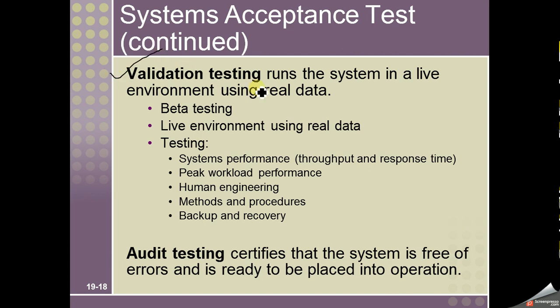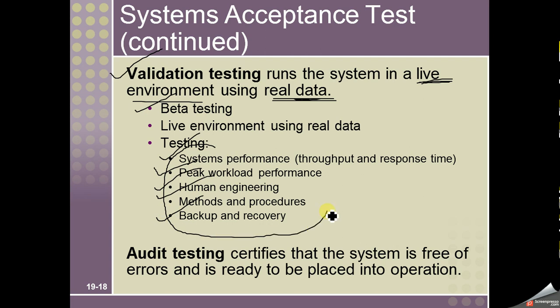Next, the validation test runs the system in a live environment with real data. So now we use a live environment, we use real data, and of course the users are also real, so we call it beta testing. It will test system performance, peak workload, human engineering, methods, procedures, backup, and recovery, because it is a real environment with real users and real data. So all the aspects and non-functional requirements of the system will also be tested.